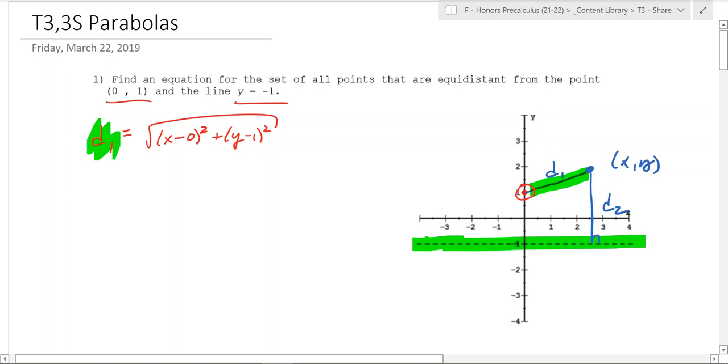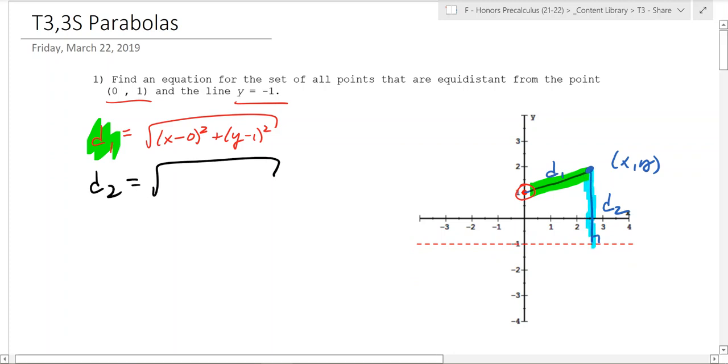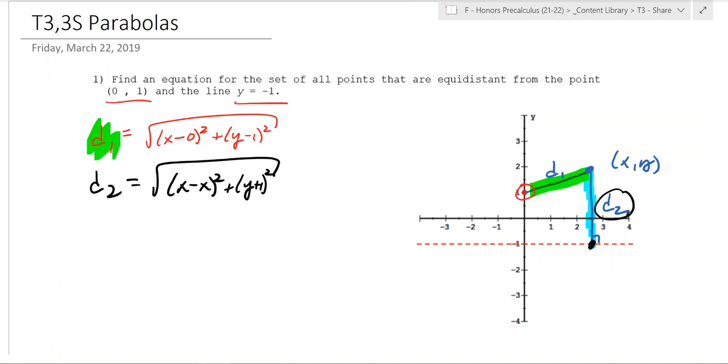If we wanted to find this distance, straight down, that distance 2 is going to be the square root of (x - x)², because it's going straight up and down, it's a vertical line, plus (y + 1)². So distance 2 is always the straight line distance. It's perpendicular right there, but d1 is not necessarily perpendicular. These two things are supposed to be the same.